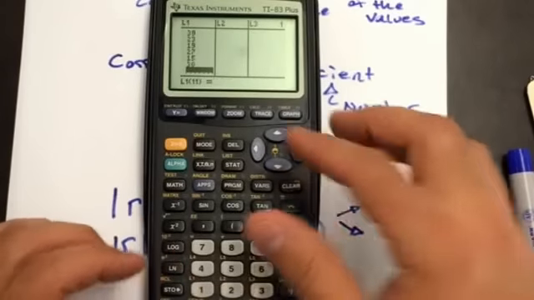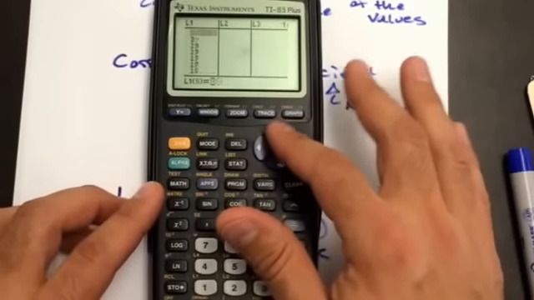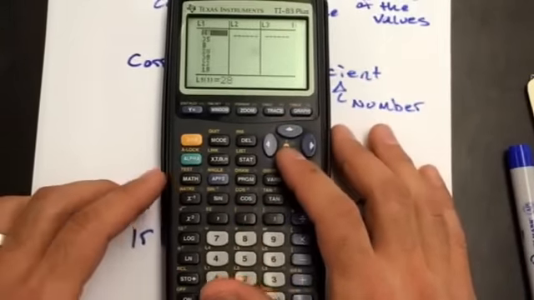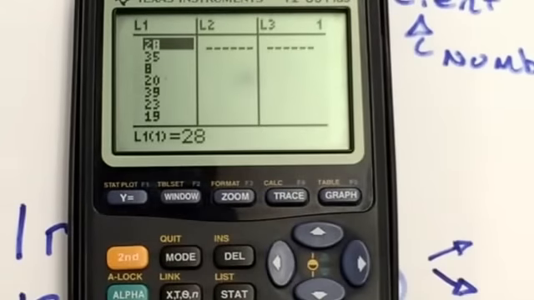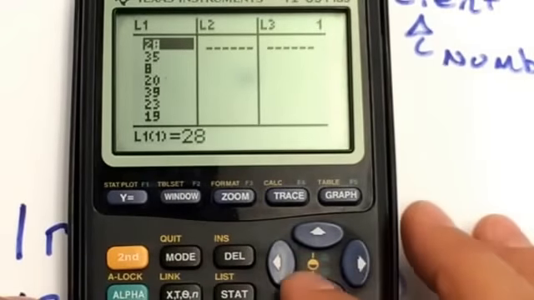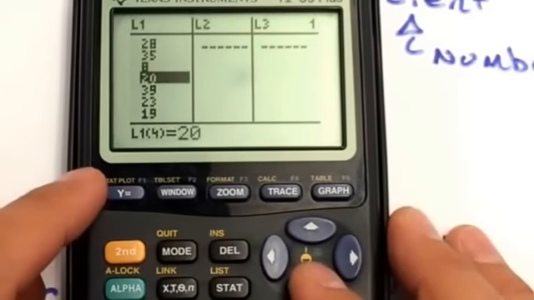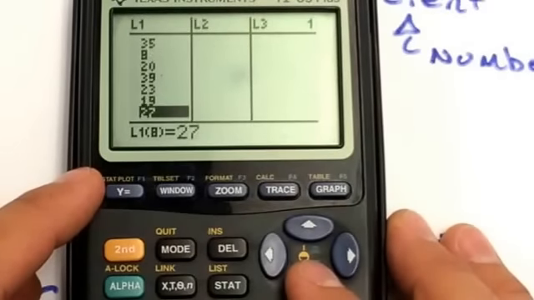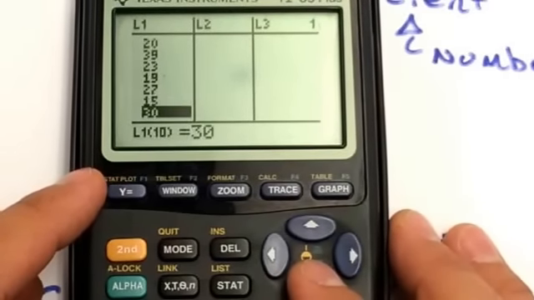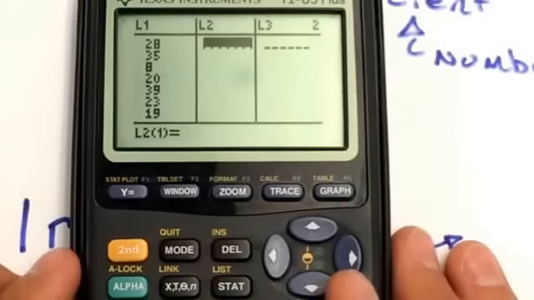You do want to double check that you have all of your numbers in correctly, because if you don't, it's going to give you a very messed up answer. So we're going to look at our numbers again and make sure that we got them all correct. So 28, 35, 8, 20, 39, 23, 19, 27, 15, 30. We're good. Now we're going to go over to the L2.